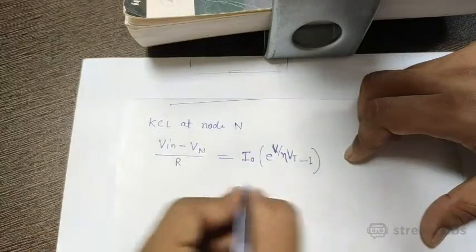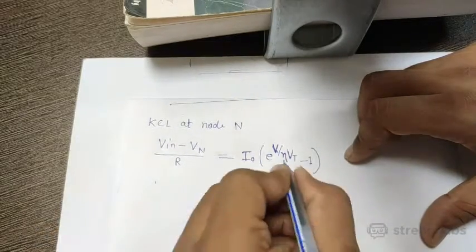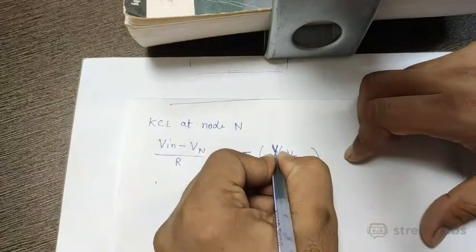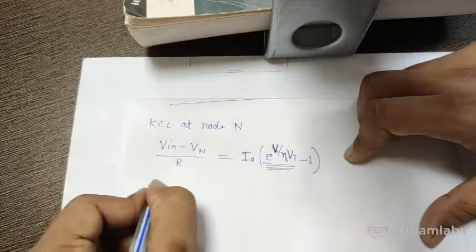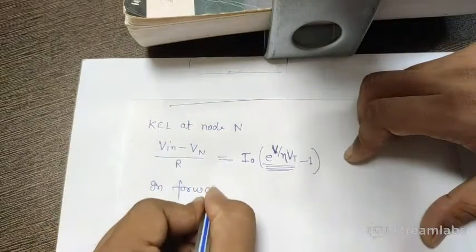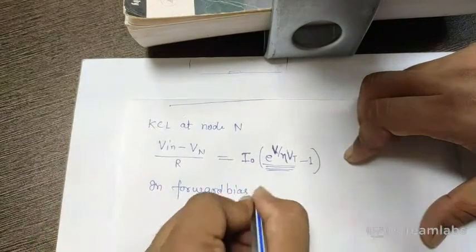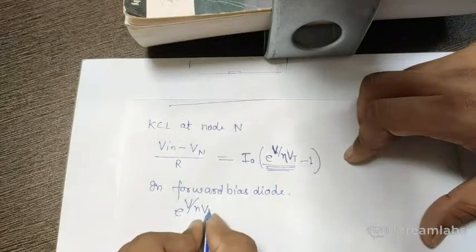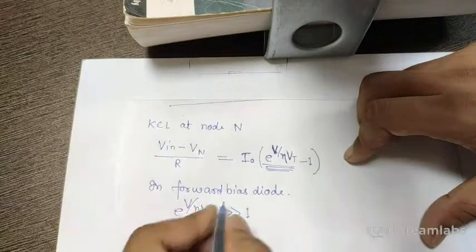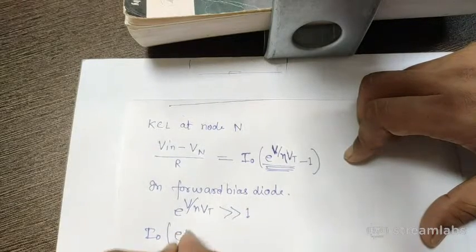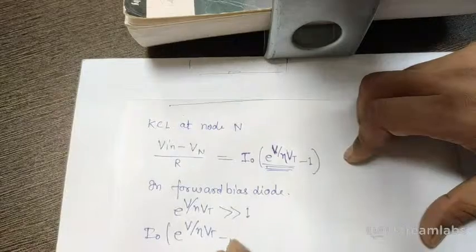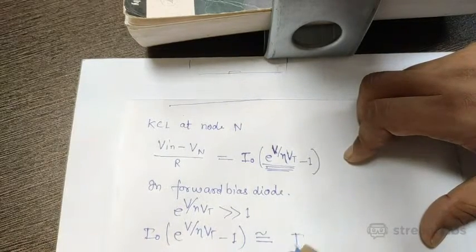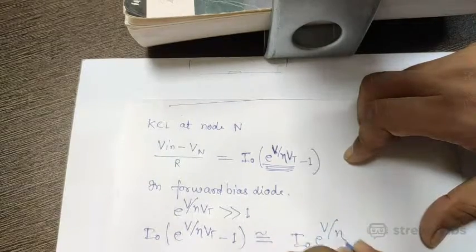This is the forward current. When the diode is in forward bias, this term becomes very high because it is exponential and the voltage across the diode is positive. Therefore, in a forward biased diode, the term e to the power V upon eta Vt is much greater than 1. Therefore I naught e to the power V upon eta Vt minus 1 is many times written as I naught e to the power V upon eta Vt.